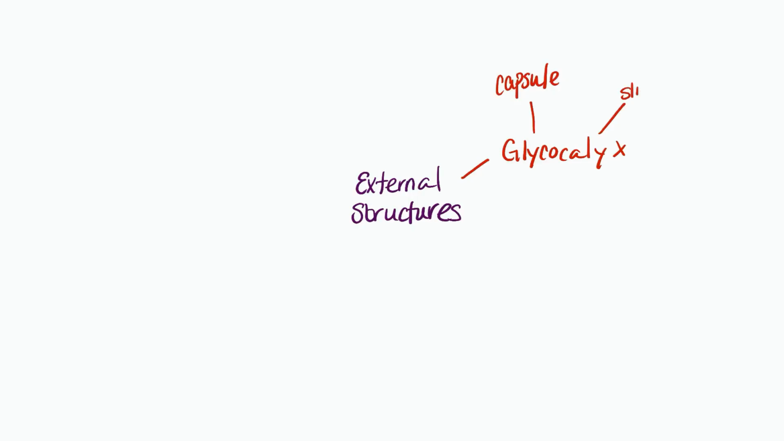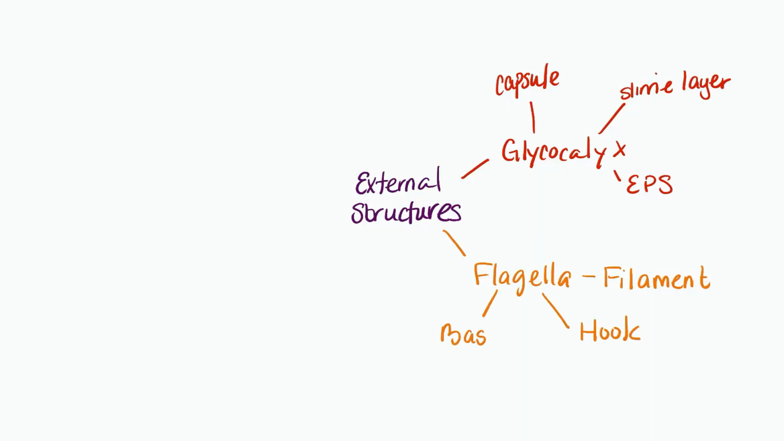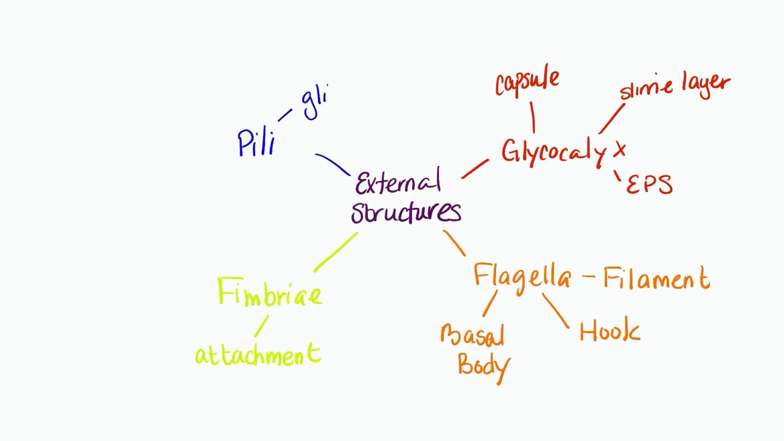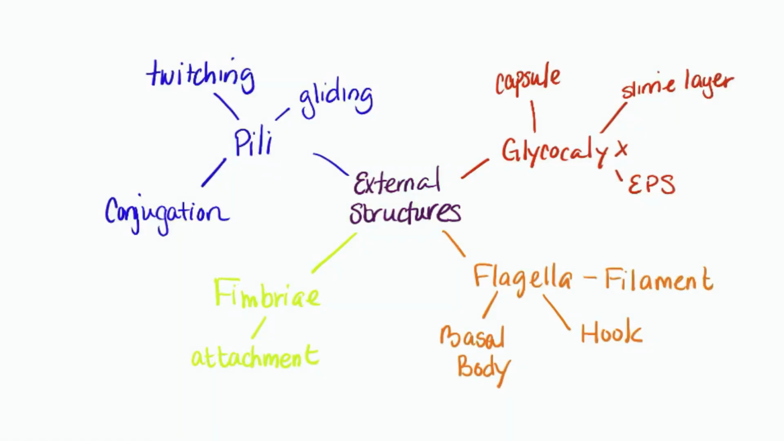Stemming from that, we have glycocalyx. That's our first branch. From there, we have capsule, slime layer, and EPS, or extracellular polymeric substance. Our second branch is flagella, and it's made up of filament, hook, and a basal body. Our third branch is fimbriae, which are small mini appendages that are used for attachment. And our last, fourth branch is pili, which is used for gliding, twitching, and conjugation.